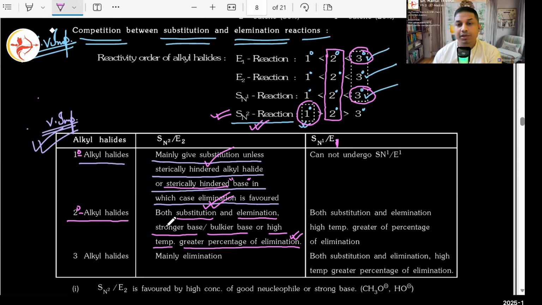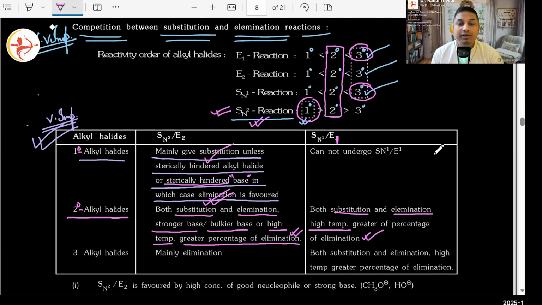Okay. Then similarly, either SN1 or E1 also can form. Why? Because 2 degree is in the middle, it is the boundary. Yes or no? Similarly, SN1 and E1 can form, both substitution and elimination product. That means SN1 and E1 products can form, provided if there is high temperature, there will be greater E1 product. Simple? Simple boundary line. So highly likely chances of either SN2 or E2 or SN1 or E1.